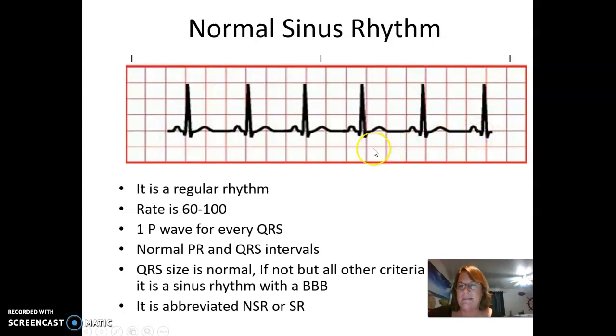My QRS size, does it look normal? Now, if it's normal, great. If it's not, but all the other criteria are present for a sinus rhythm, then we have a bundle branch block. And we'll talk about that some more in just a minute.